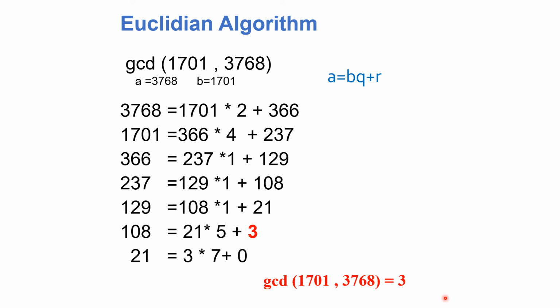So 3 is the GCD among these numbers 1701 and 3768. Hope you understood this lecture. Thank you.